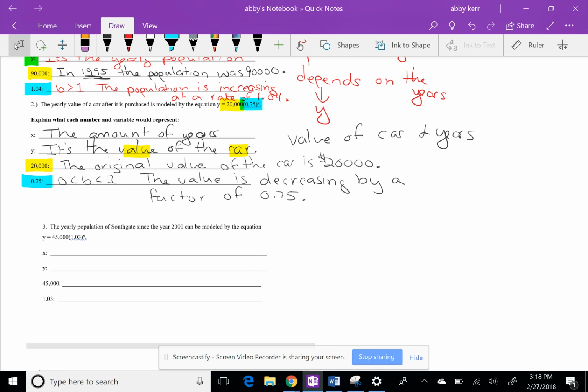Now, number 3 is just like number 1. So I suggest you pause it and try it on your own. And then once you answer these 4, then hit the play button so you can check your work.